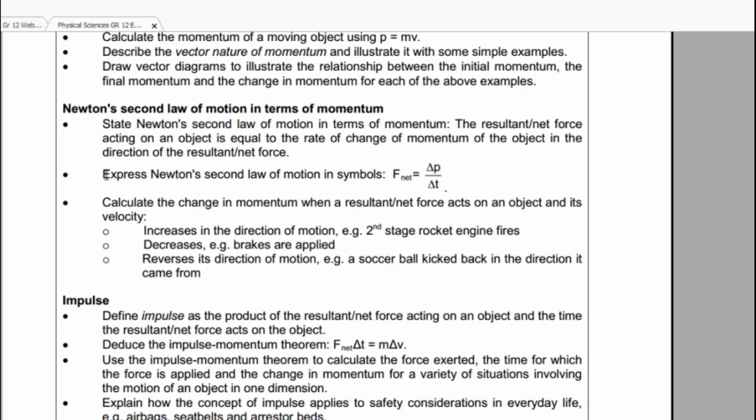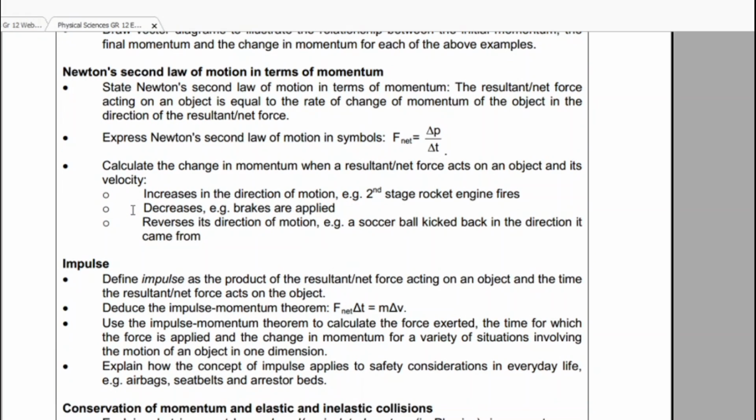Okay, so in symbols, this is F net is equal to the change in momentum divided by the change in time. So delta P is the change in momentum, and delta T is the change in time. So delta P over delta T is the rate of change in momentum.